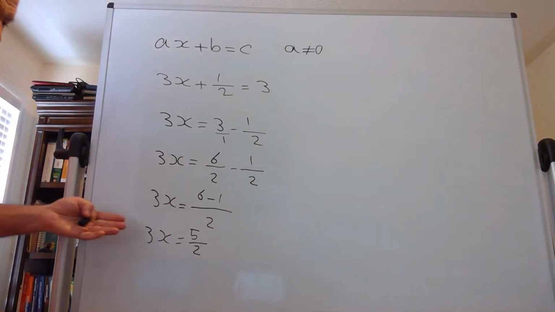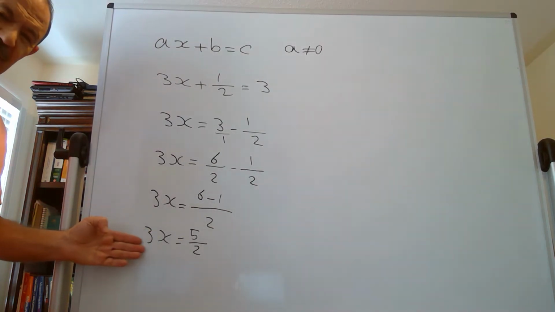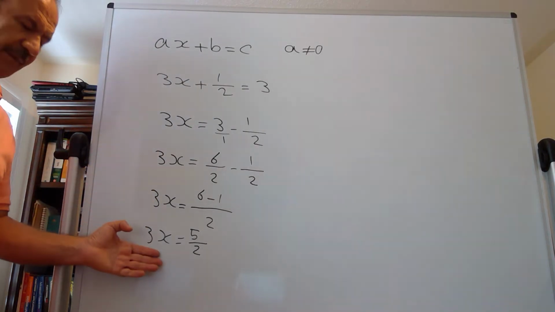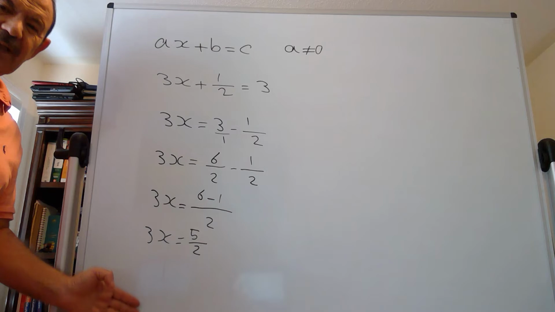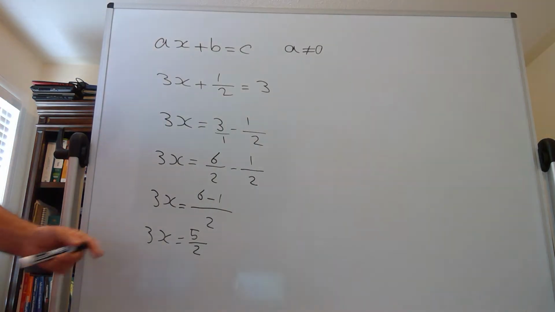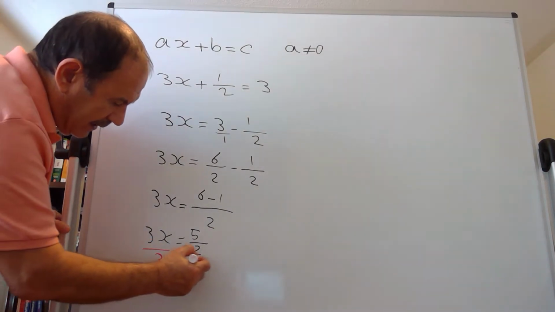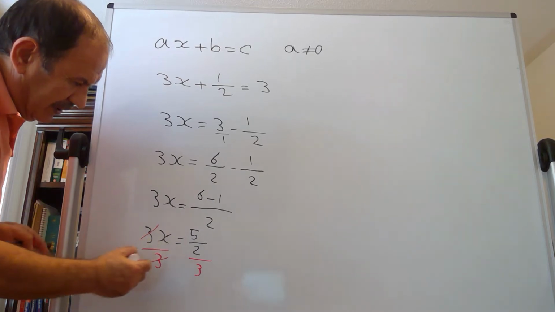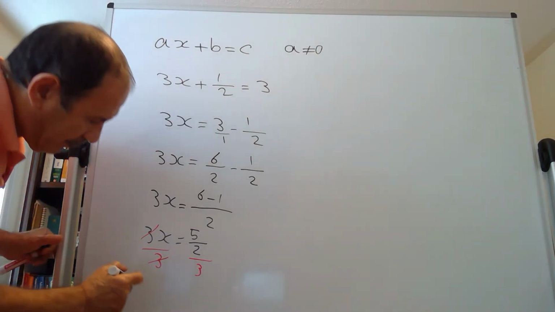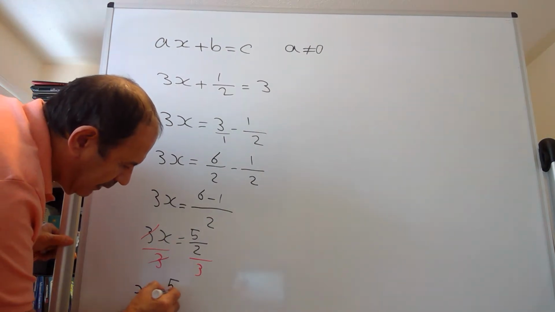Then what should we do? We should divide both sides by the coefficient of x, which is 3. As you see, we are dealing with fractions and we need to keep going through and deal with the fractions. What is easier? Let me finish this one first. If I divide both sides by 3, these two 3s cancel each other and I can say x is equal to 5 over 2.